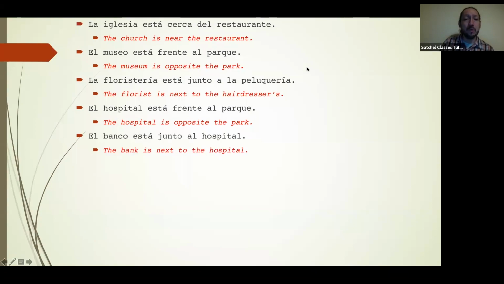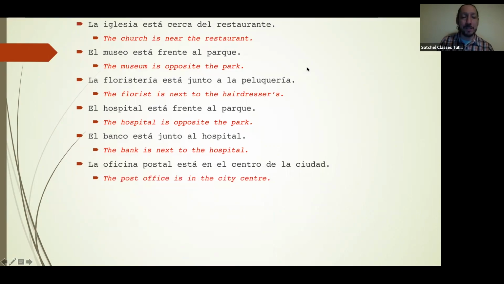El banco está junto al hospital. The bank is next to the hospital. La oficina postal está en el centro de la ciudad. The post office is in the city center. Look at how I say centro de la ciudad, or how I say city center in Spanish.